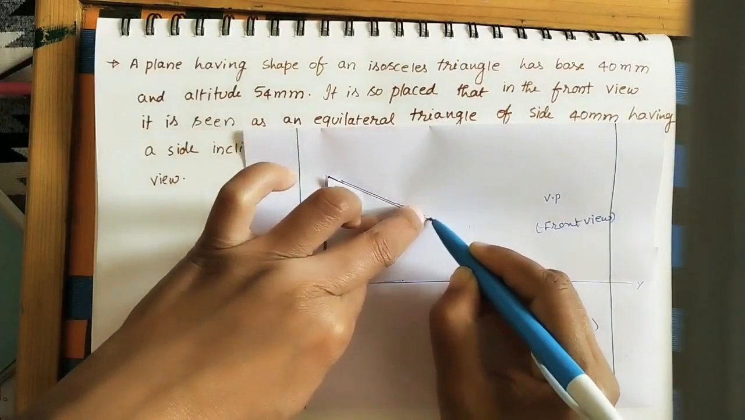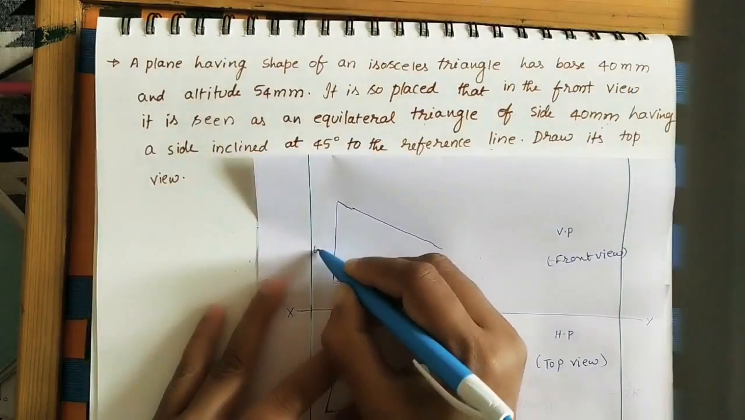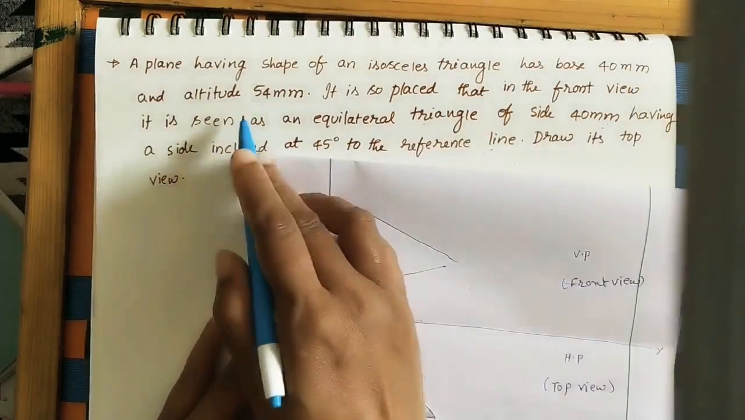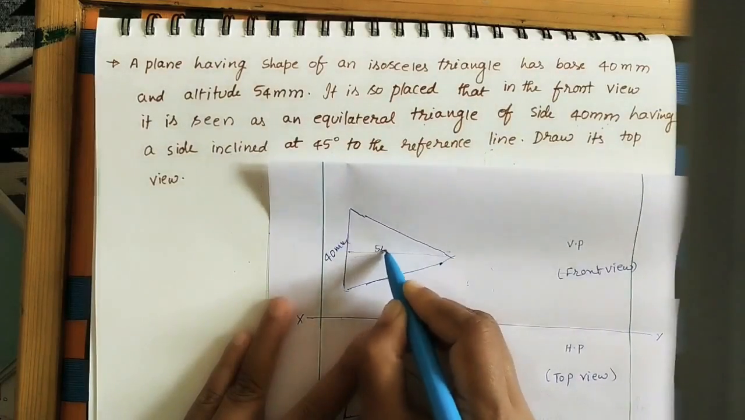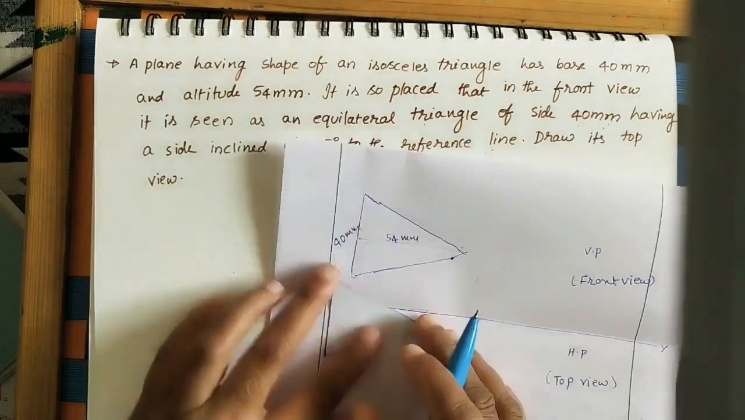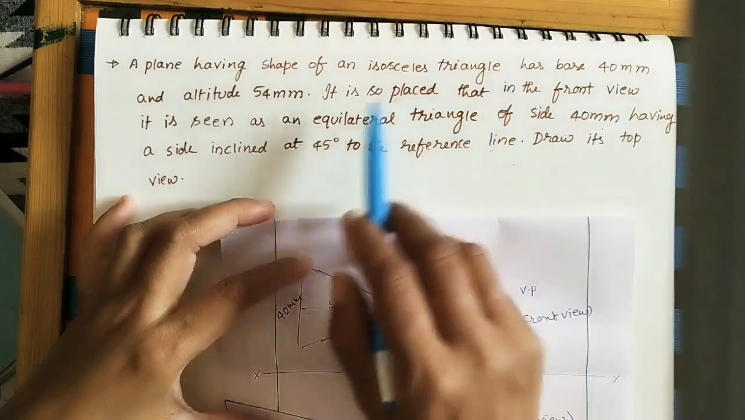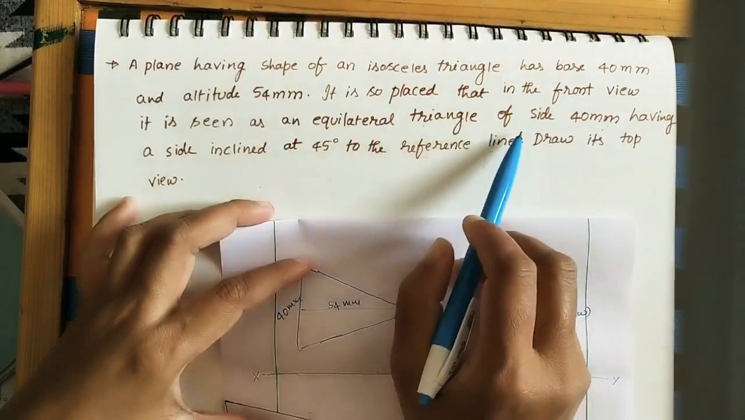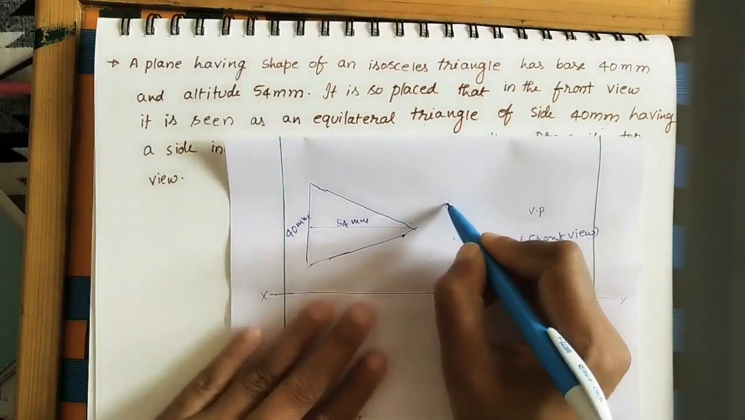It is an isosceles triangle whose base is 40 mm and the altitude, the height, is 54 mm. Okay, I am making this height of 54 roughly here. So it is looking like an isosceles triangle in the front view, first assumption. After this assumption, what he has given is that it is so placed that in the front view it is seen as an equilateral triangle of side 40 mm. In the front view again it is looking like an equilateral triangle of 4 centimeters.